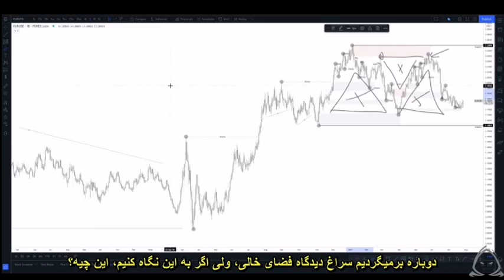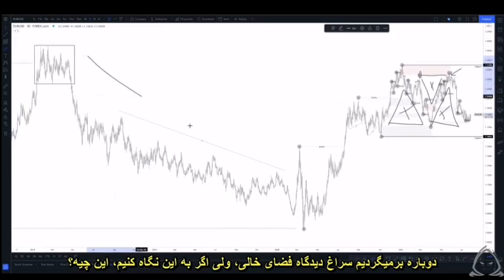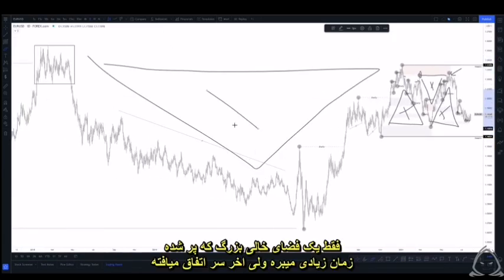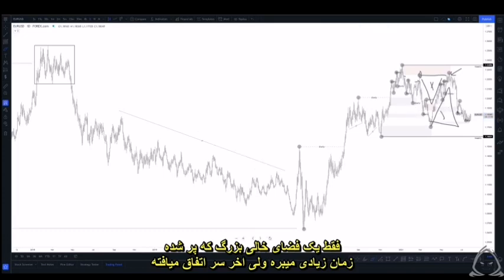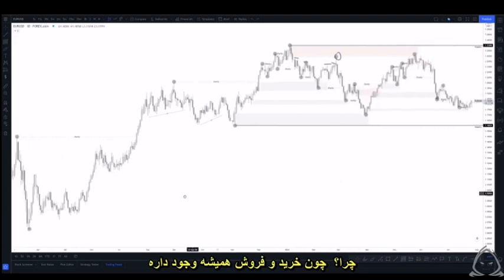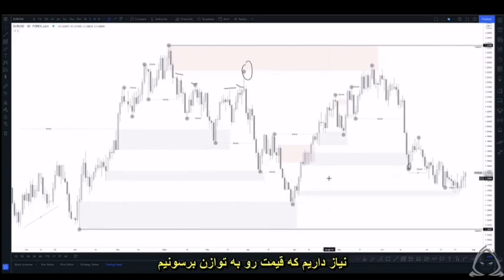Again, we go back to the concept of voids, but even if I just look at this, what is all of this? Just one big void that's filled. It takes a long time to do, but eventually it does happen. Why? Because buying and selling is existing all the time. We need to rebalance price. We need to balance supply. We need to balance demand.